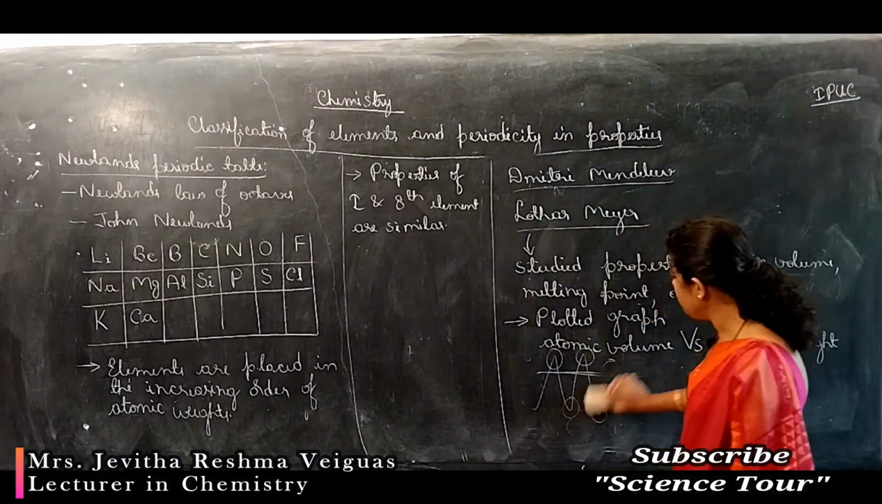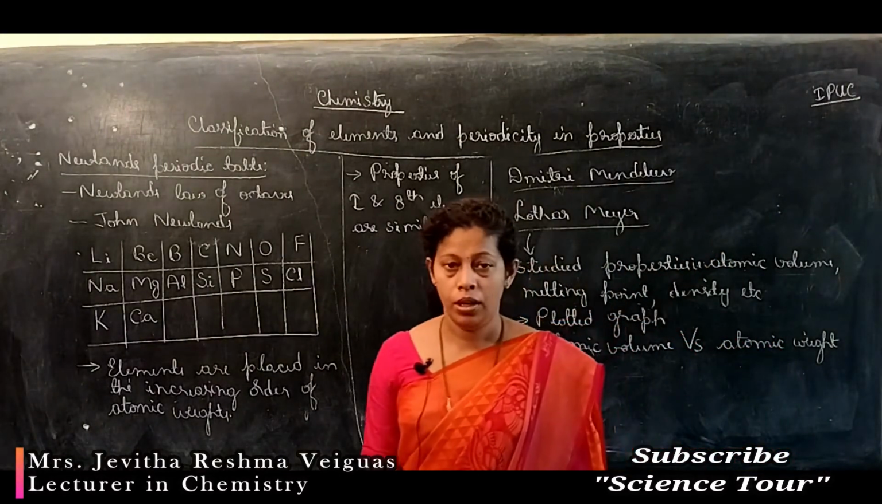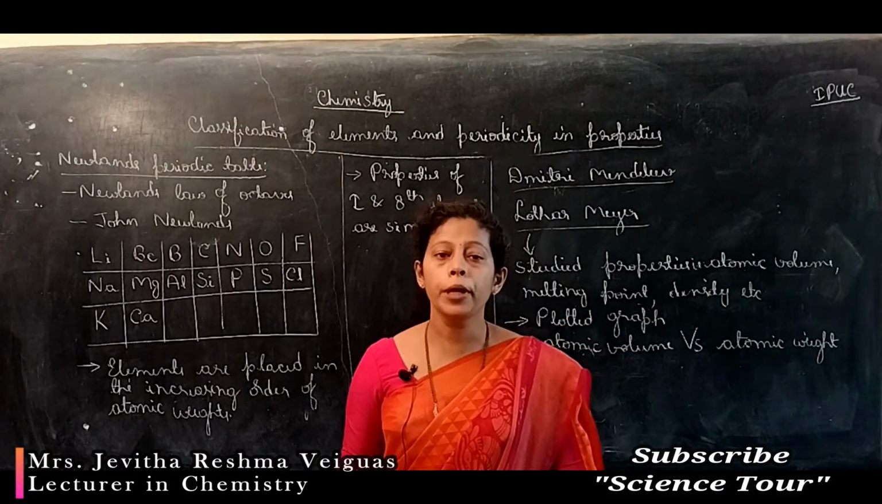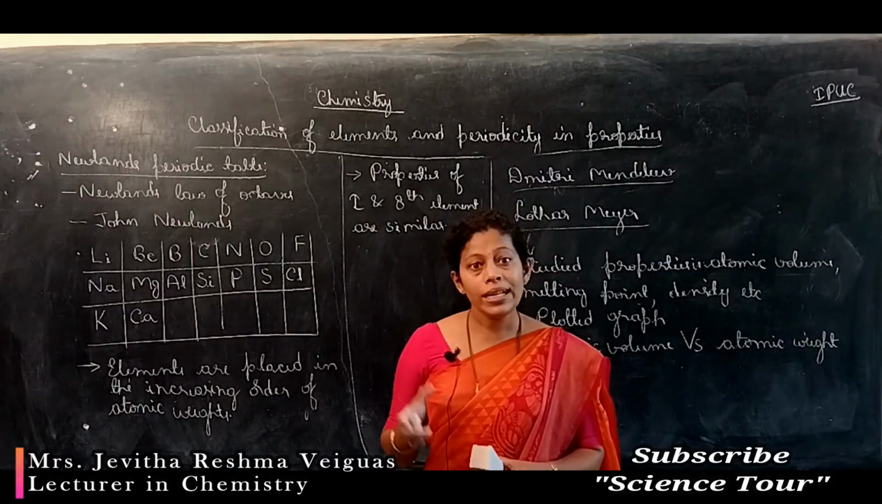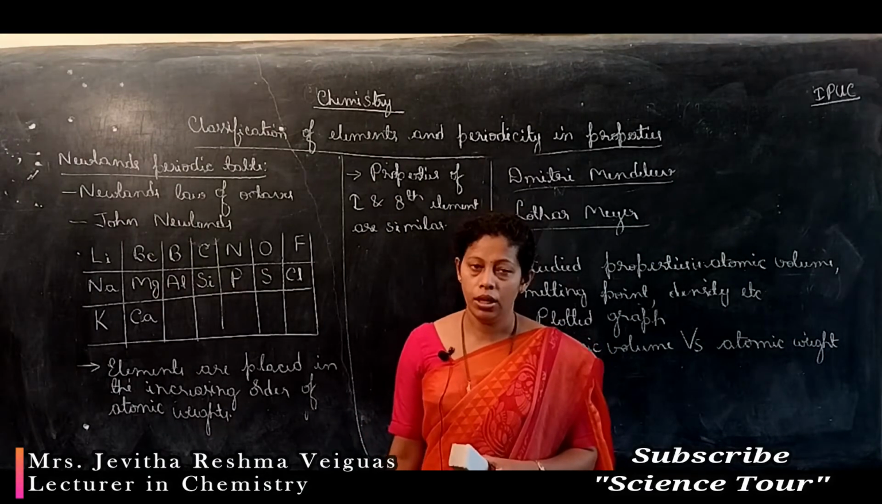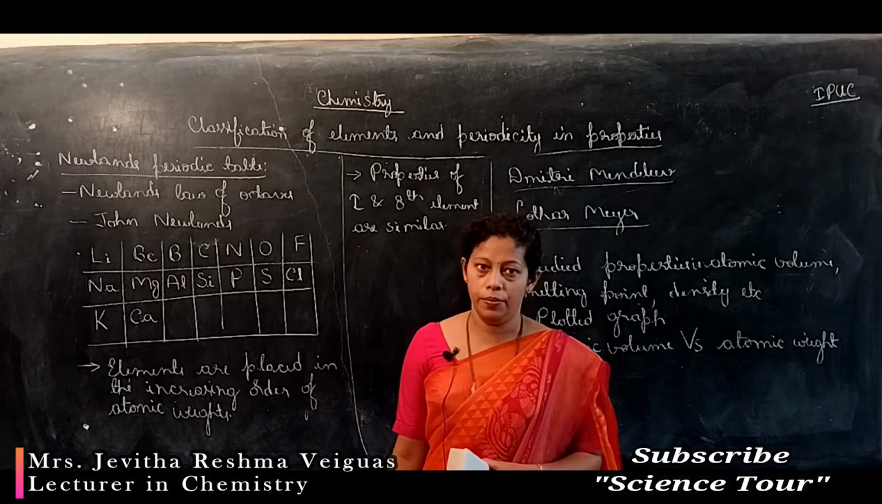But at the same time, another scientist, Dmitri Mendeleev, was also working. When he was working on the periodic table, the number of elements available was less. Only 63 elements were available when Mendeleev worked on the formulation of the periodic table.